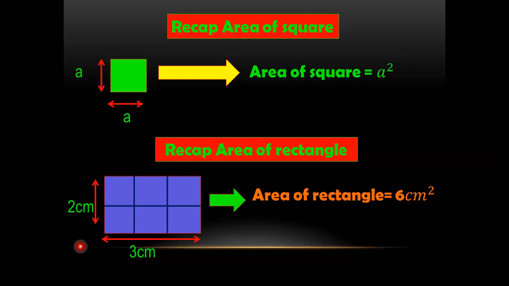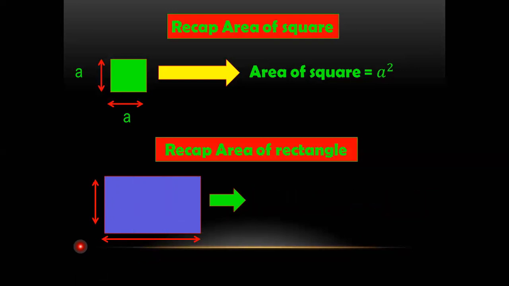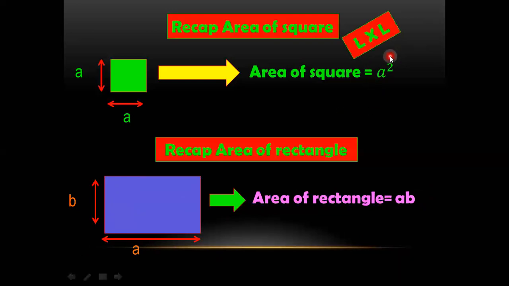So if we change these values, for example instead of 3, if we have a as length and b as width, then the area of the rectangle will be a multiplied by b, right? So the area of the square is length into length, and the area of the rectangle is length multiplied by width. They are very helpful tools for us, not only in arithmetic but in algebra.